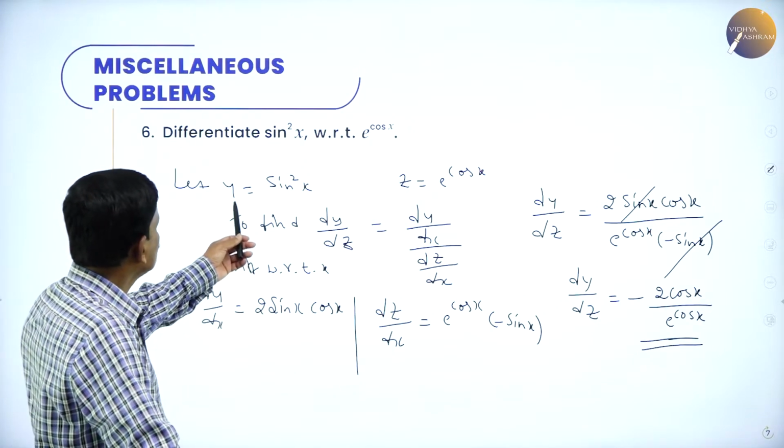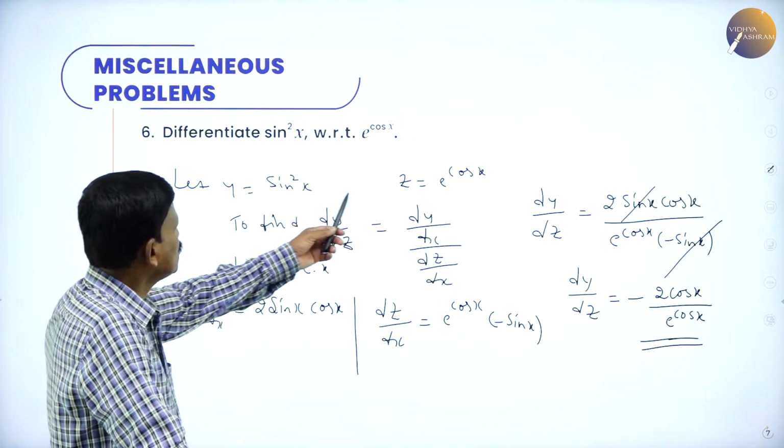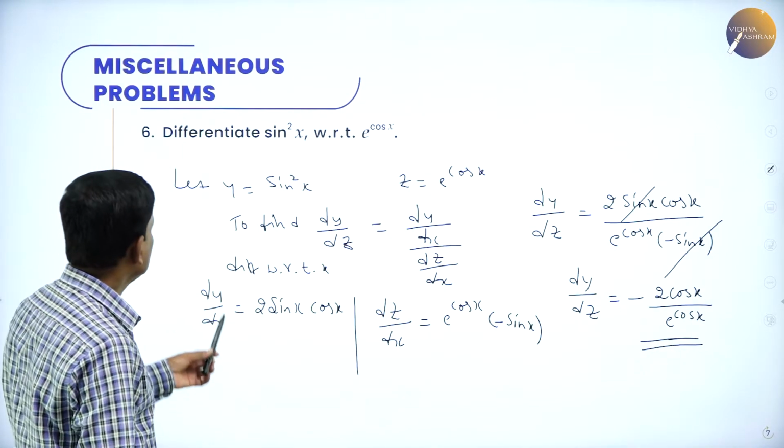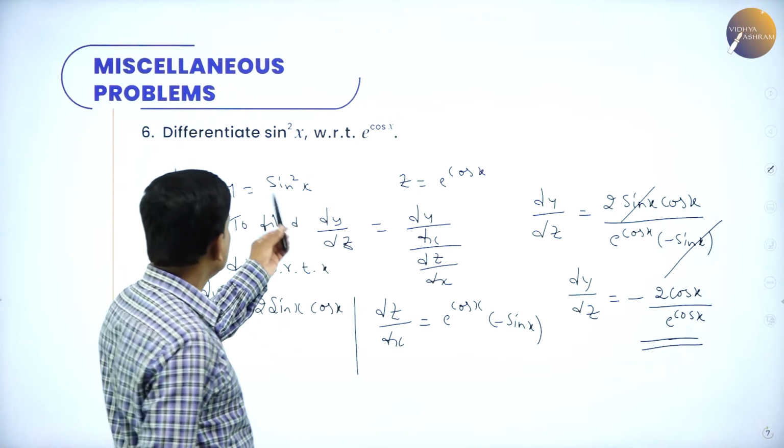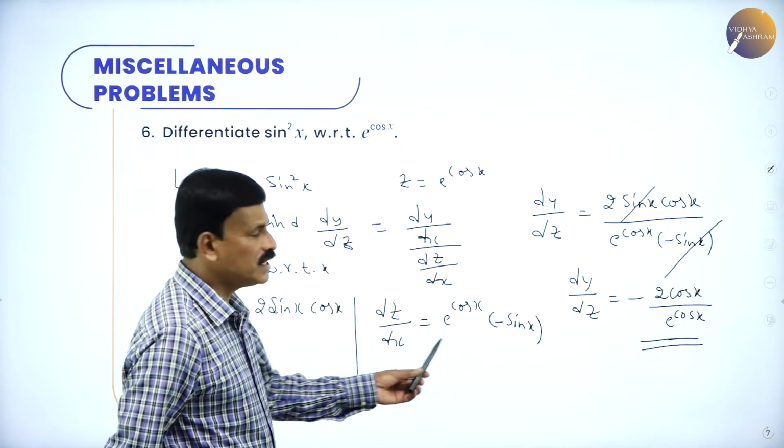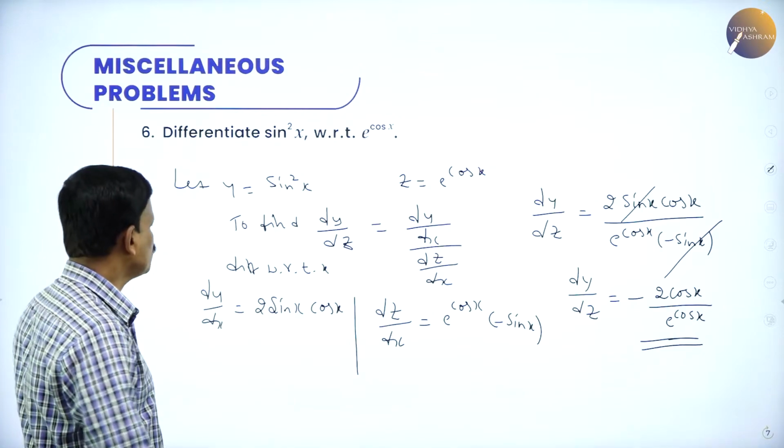So just what is given, y is equal to sin square x and z is equal to e to the power of cos x. What is required is to find dy by dz. What is dy by dz? Dy by dx divided by dz by dx. Now differentiate this with respect to x.